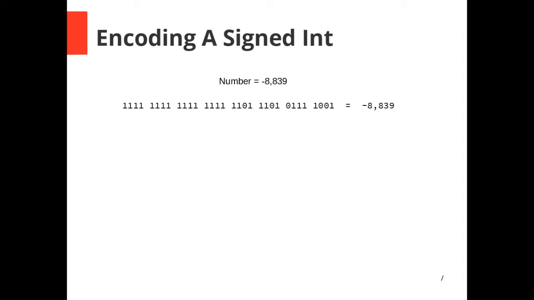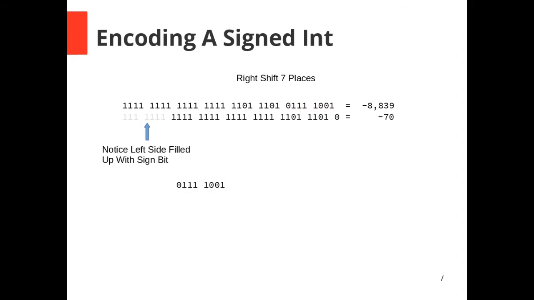This is the number I picked, negative 8,839. I picked this number because it's a negative number and because the last bit that's grabbed is going to be a 0, and that's not the sign bit. Copy the lowest 7 bits to a byte. Right shift 7 places. Notice that since this is an arithmetic right shift, instead of it just being filled in with zeros, it's filled in with whatever was the highest bit when the right shift happened.